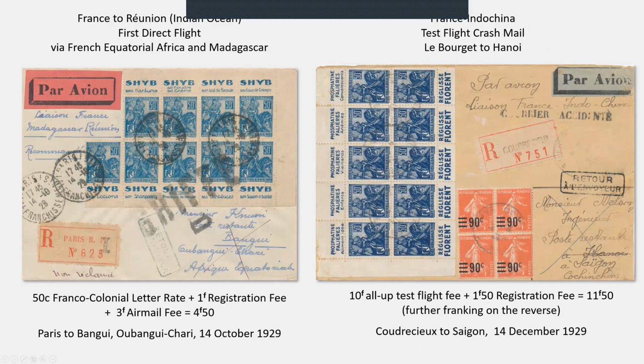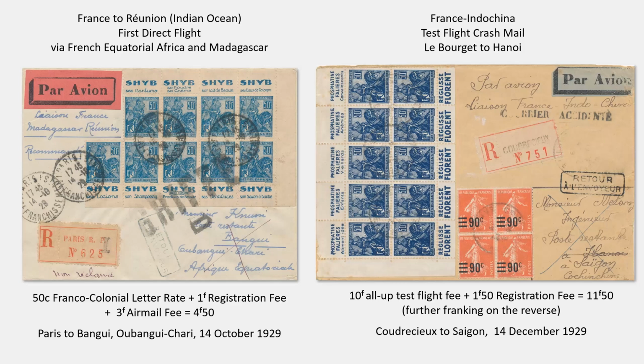Okay, 9 stamps on a cover. The cover on the left was flown on the first flight to establish a direct service from France to Réunion via French Equatorial Africa and Madagascar. The plane took off on the 17th of October and called in at Bangui on the 23rd of October, where this letter was dropped off. And the plane then arrived in Réunion 10 days later.